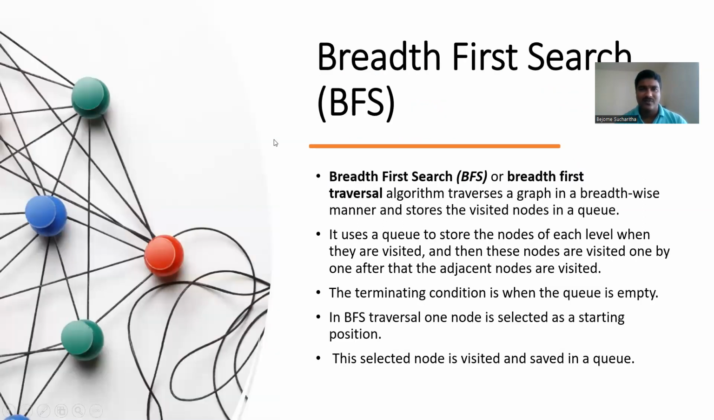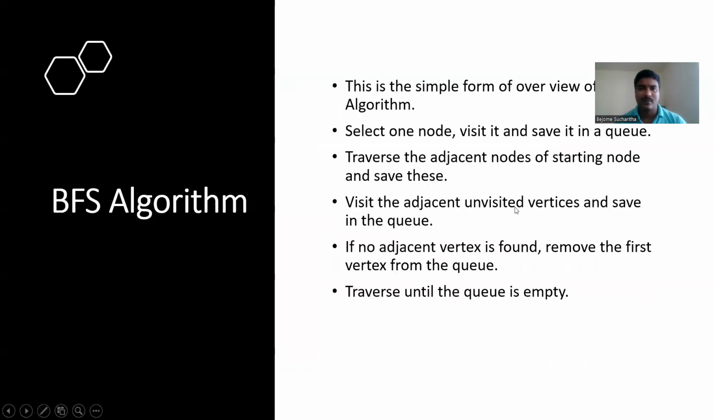And next, we are going for the breadth first search. The breadth first search traversal algorithm traverses a graph in a breadth-wise manner and stores the visited nodes in a queue. It uses a queue to store the nodes of each level when they are visited, and then these nodes are visited one by one. After that, the adjacent nodes are visited. The terminating condition is when the queue is empty. In breadth first search traversal, one node is selected as a starting position, and this selected node is visited and saved in a queue.